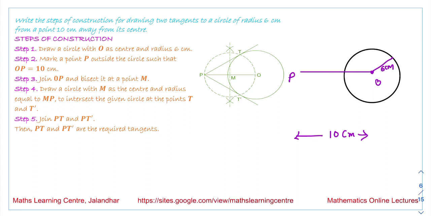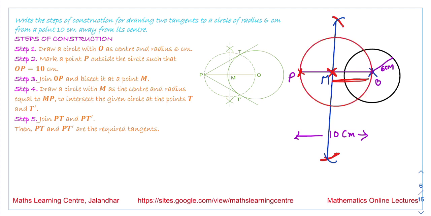The next step is to draw the perpendicular bisector of PO. We keep the compass at P and mark the 2 arcs. We keep the compass at O and mark the 2 arcs. We join these 2 points, and we obtain this point over here, say M. Now by keeping the compass at this point M, and taking the radius equal to OM, we draw a circle over here.